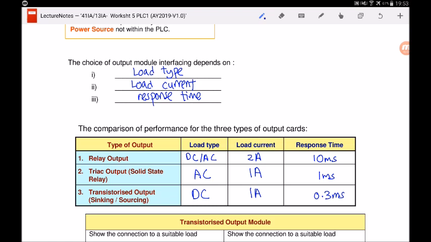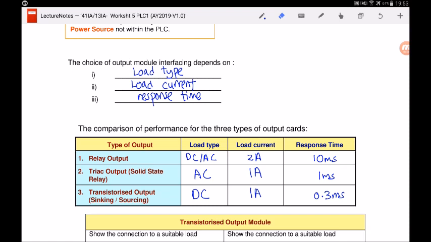So as you can see from this table, if I have a higher load current and my load type is a DC, I need a relay output instead of a transistorized. However, if my load is an AC and I need a fast response time, I would choose a triad over a relay because it has a higher response time. That means it's faster.